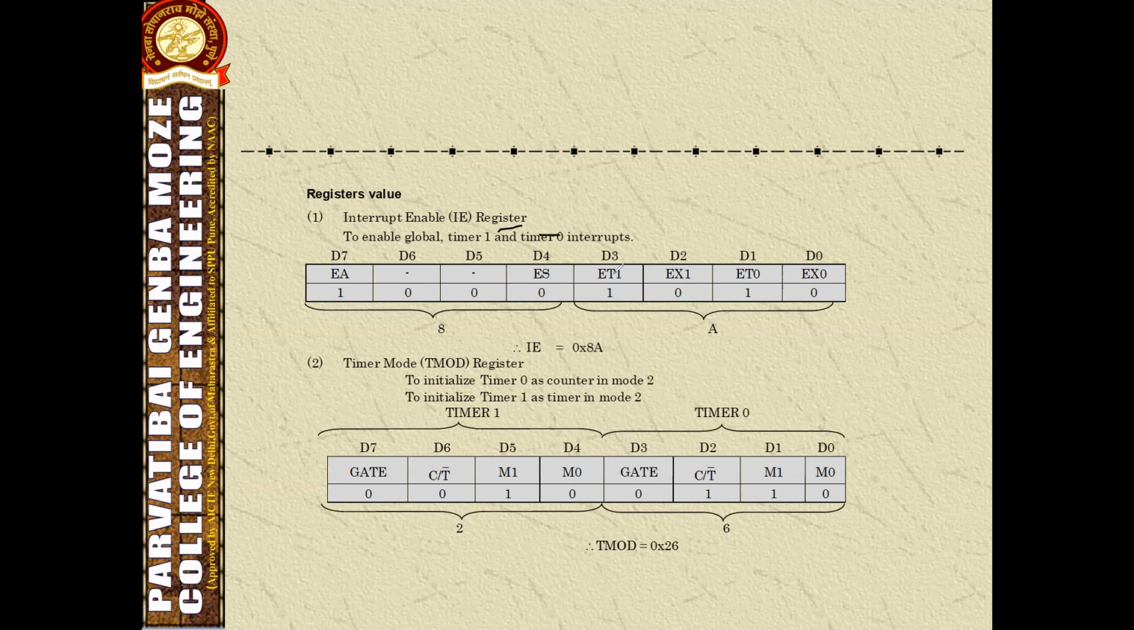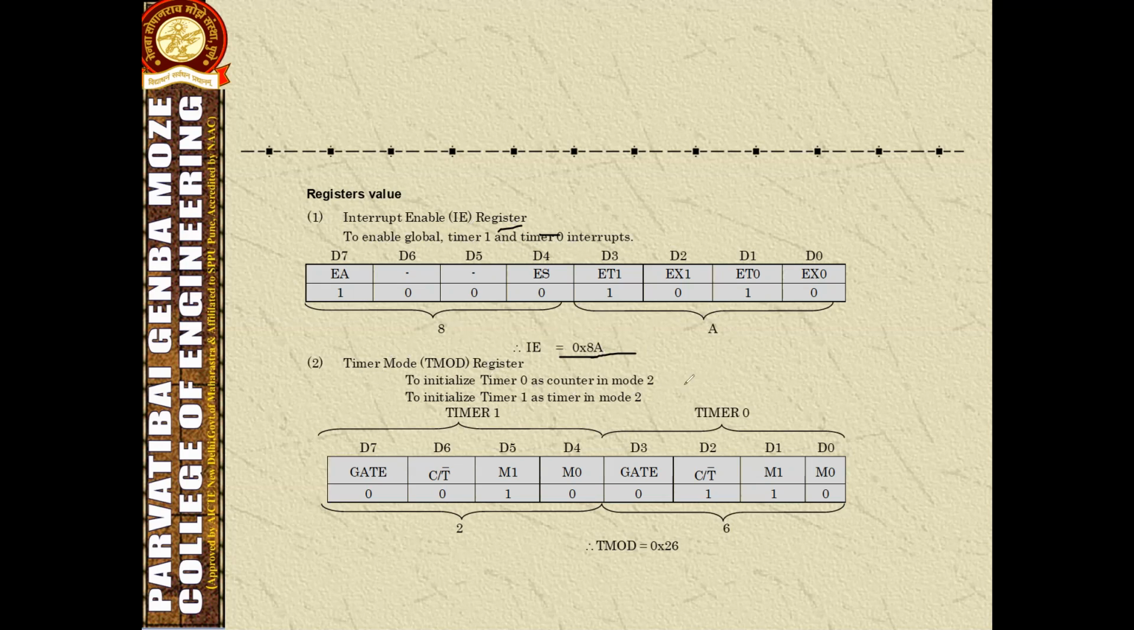These are the bits we have explained in the timer part of the lecture. According to this, we get the 8A data for setting the timer 1 and timer 0 interrupts. So that data we are going to pass for generating the interrupt in the program.